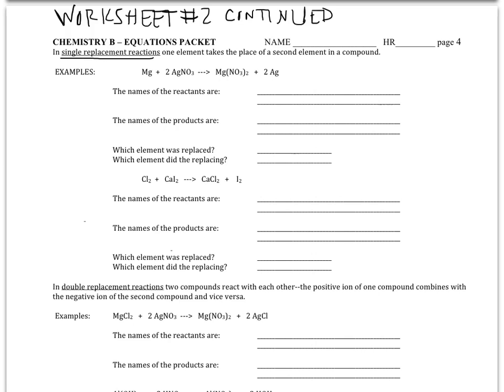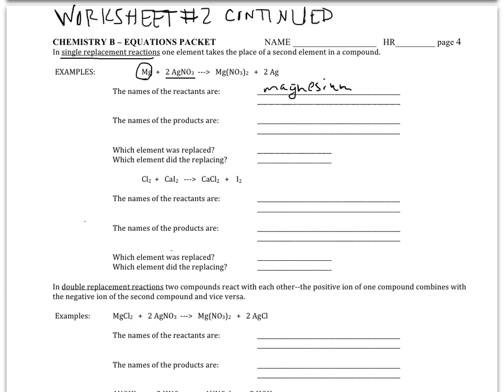So as the name would suggest, this is a reaction where a single element takes the place of another element that is in a compound. So in a single replacement reaction, in your reactants, you always have a single element. So in this case, magnesium, and a compound, something made of 2 parts. So our silver nitrate, made of silver and nitrate, 2 parts, making it a compound. So we have magnesium.